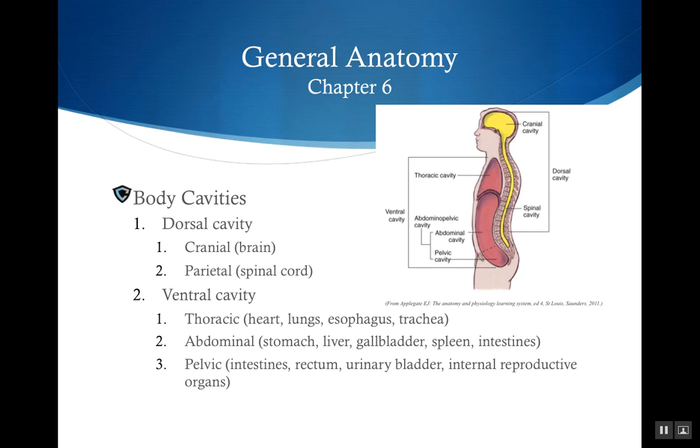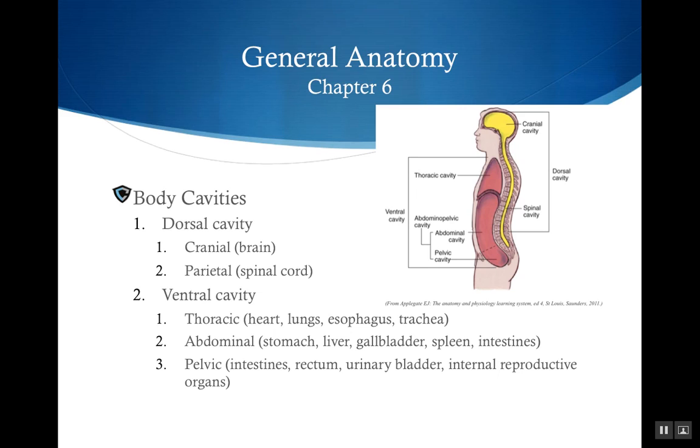You can see here the thoracic cavity contains the heart, lungs, esophagus, and trachea. The abdominal cavity contains the stomach, liver, gallbladder, spleen, and intestines. The pelvic cavity also contains a portion of the small and large intestines, the rectum, the urinary bladder, and the reproductive organs. The body is also divided into body regions, the axial region and the appendicular region.